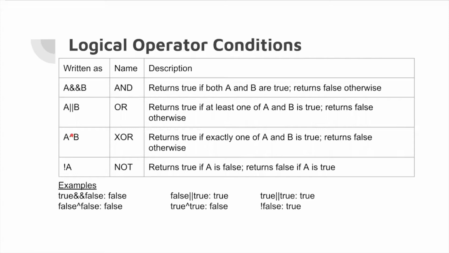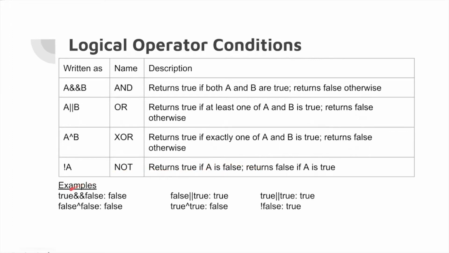On most keyboards, it's the same key as the 6, just press shift and then 6, and then B. So this is called the exclusive OR, and it's written as XOR, and it returns true if exactly one of A and B is true. Otherwise, it returns false. And then we have an exclamation mark and then A. So this is the not, and it returns true if A is false, and it returns false if A is true. So basically, it inverts A.